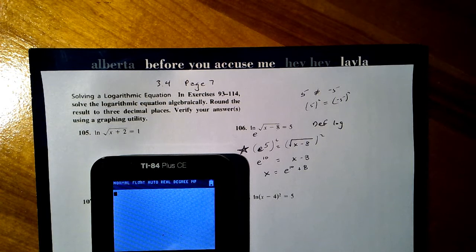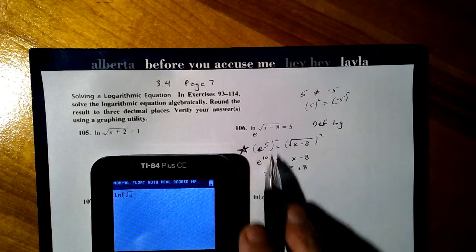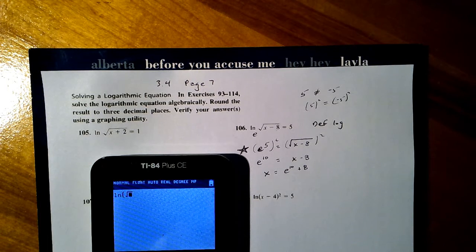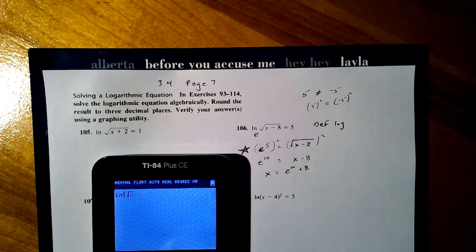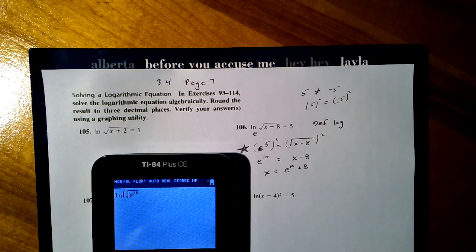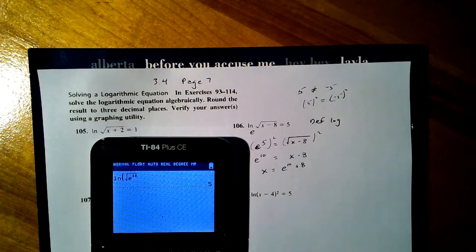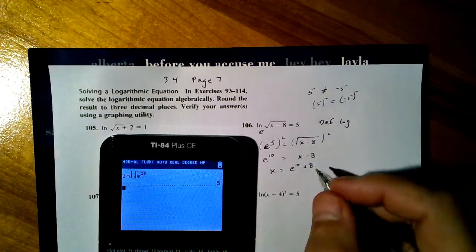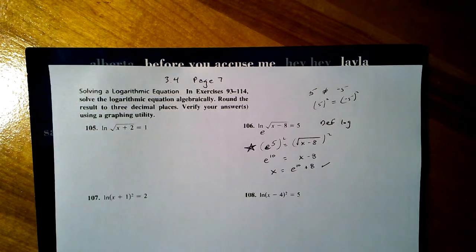So I'm going to go ln of the square root of x, which is e to the 10th plus 8 minus 8. Okay, so that's just e to the 10th. The 8's cancel, and we get 5. We see that it's correct. Just barely. Okay, so that is a good solution right there.